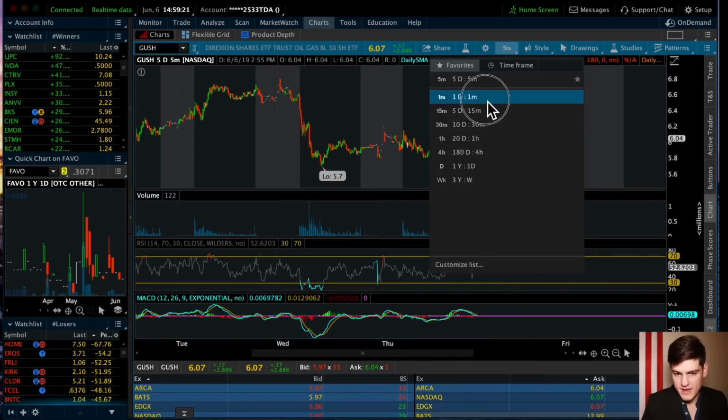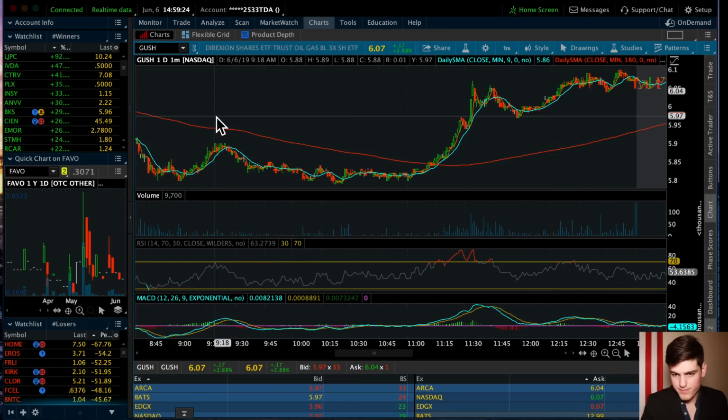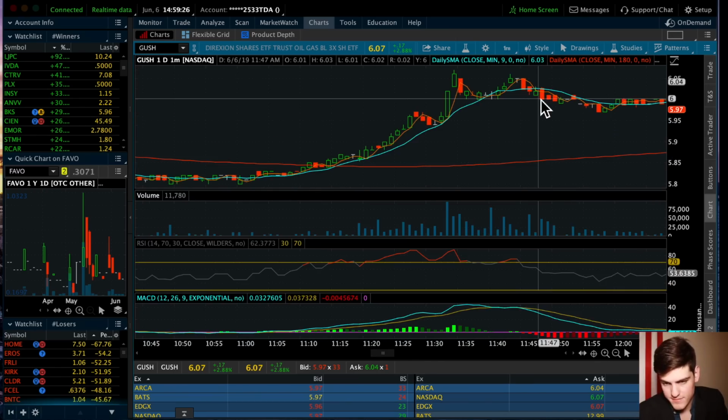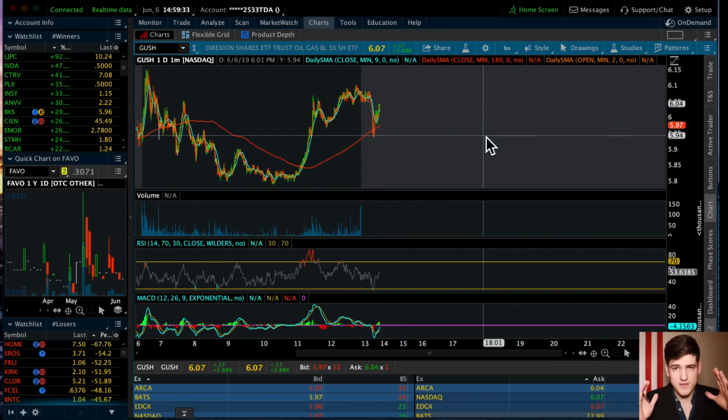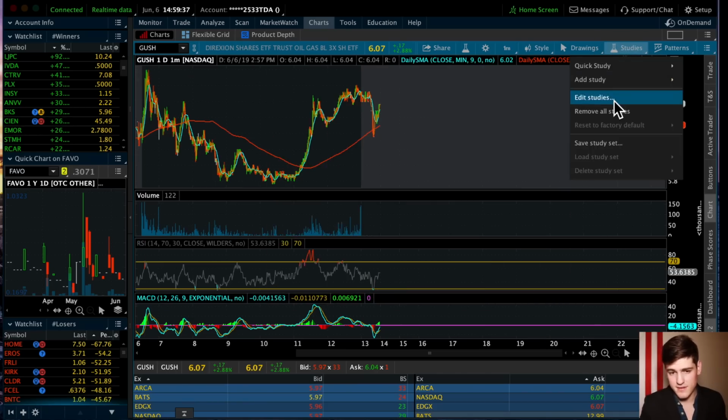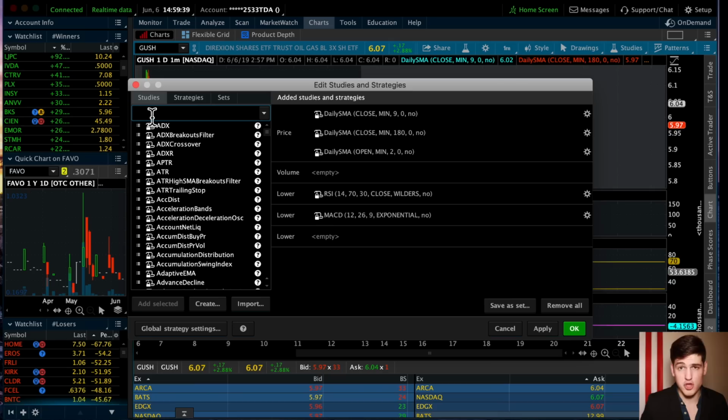And we'll go back to our 1-day, 1-minute chart. And boom, now we have a validation line. So anyways, this is how I have ThinkorSwim set up. And this is how you can set it up just by simply going to studies and then edit studies and then searching for the study that you want.